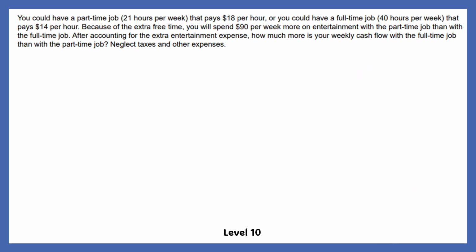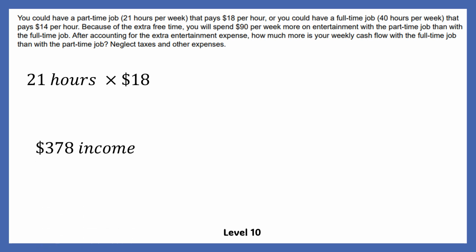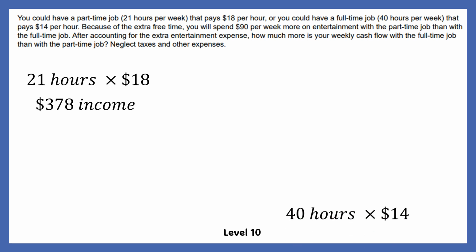All right, you've always got to weigh your options. We've got two job opportunities here. We've got a part-time job. It pays better per hour. It pays $18 per hour, but we're only going to have 21 hours to work. So good and bad. But if we multiply that out, we'd end up with an income of $378.